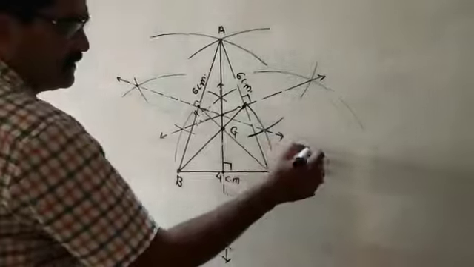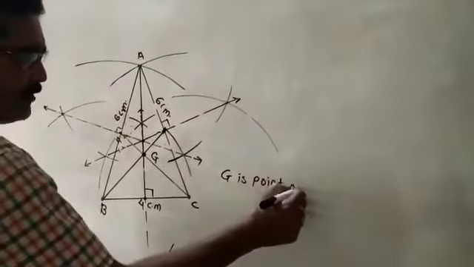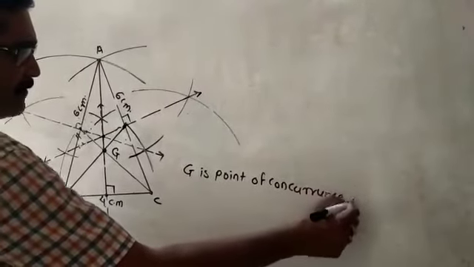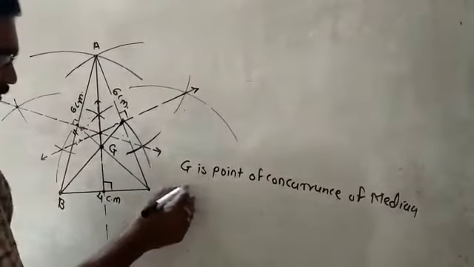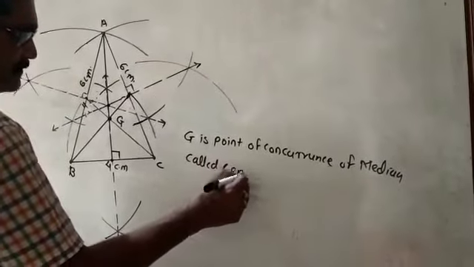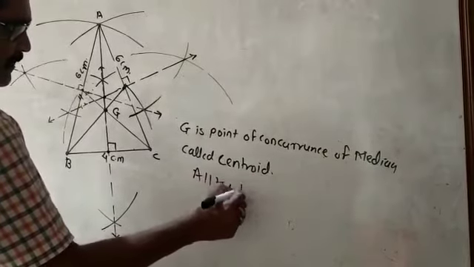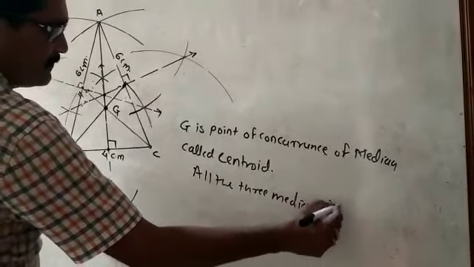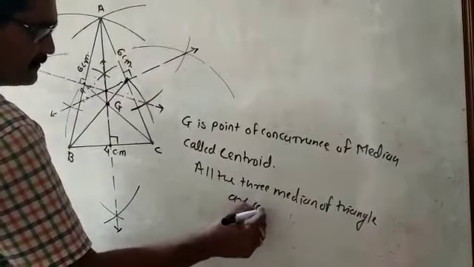So I will write: G, the point of concurrence of medians, is called the centroid. All three medians of a triangle are concurrent.